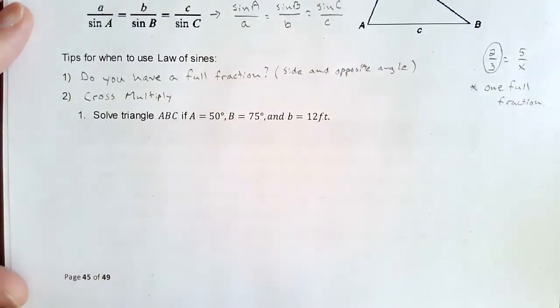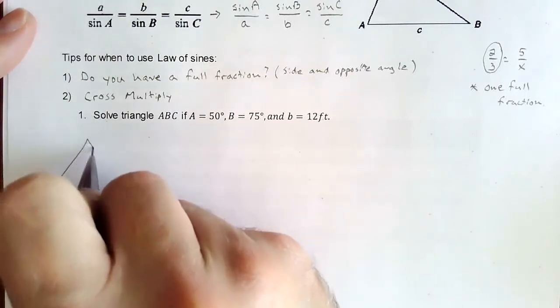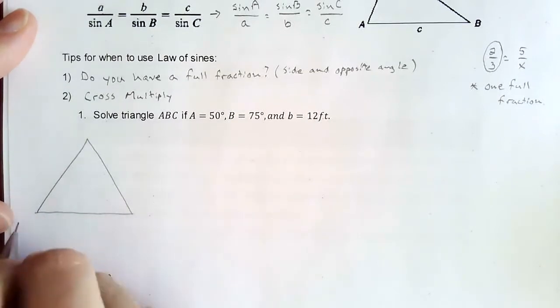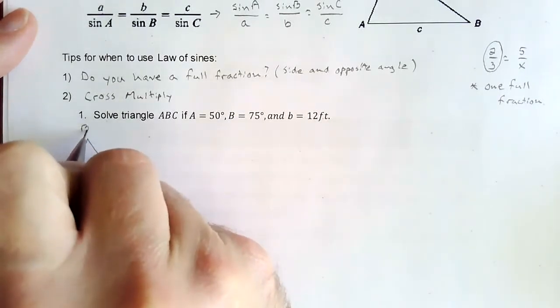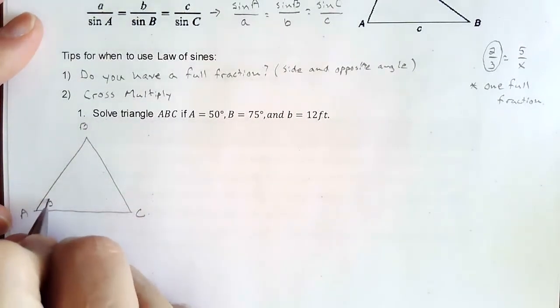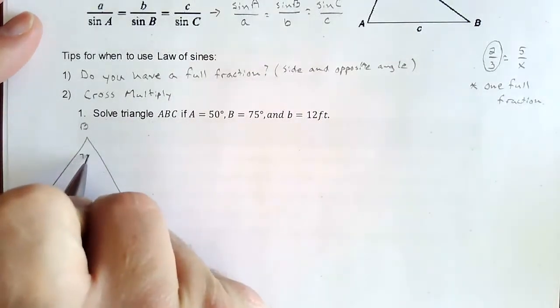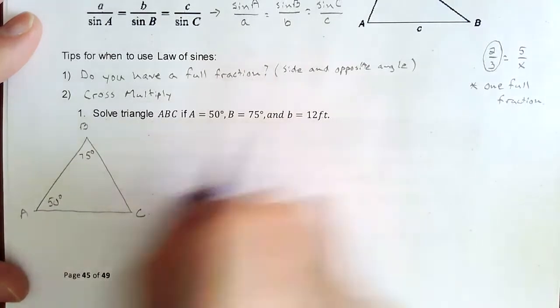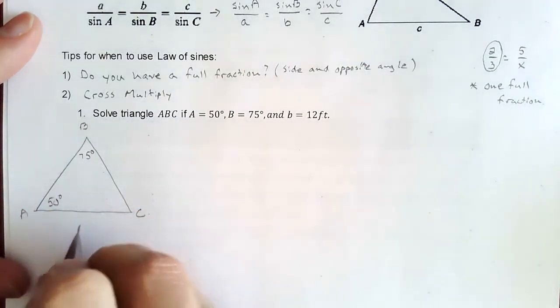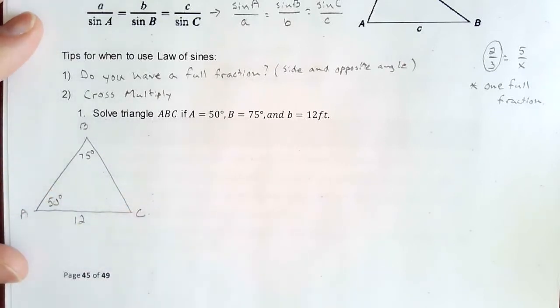So the first thing is they give us some information. Let's draw a picture and let's see if we have one full fraction. And when I draw this, I don't go crazy about trying to draw this to scale. I just need my pieces of information in the right spots. So I have angle A is 50 degrees. I have angle B is 75 degrees. And then I have side B, which is across from angle B, is 12. And that right there is telling me that I can use law of sines. We have one full fraction. Okay.